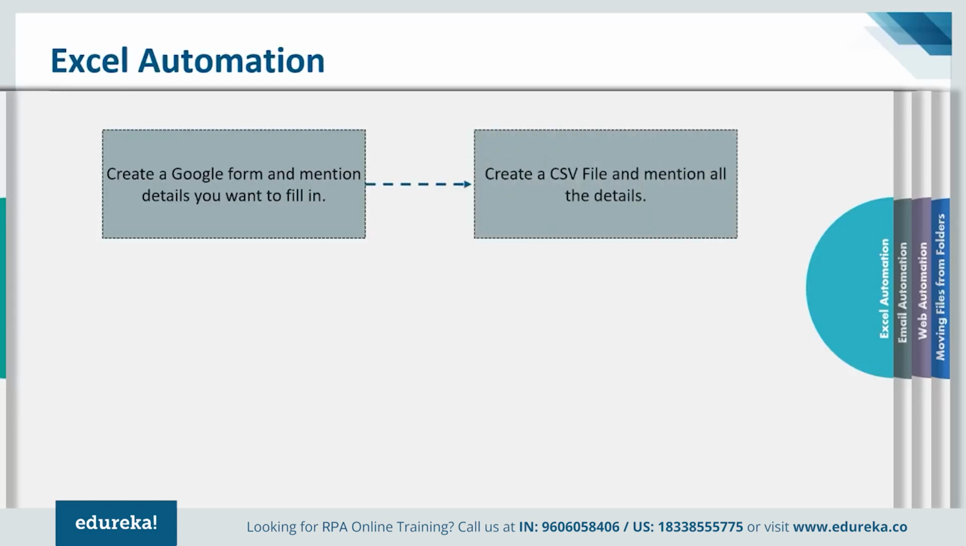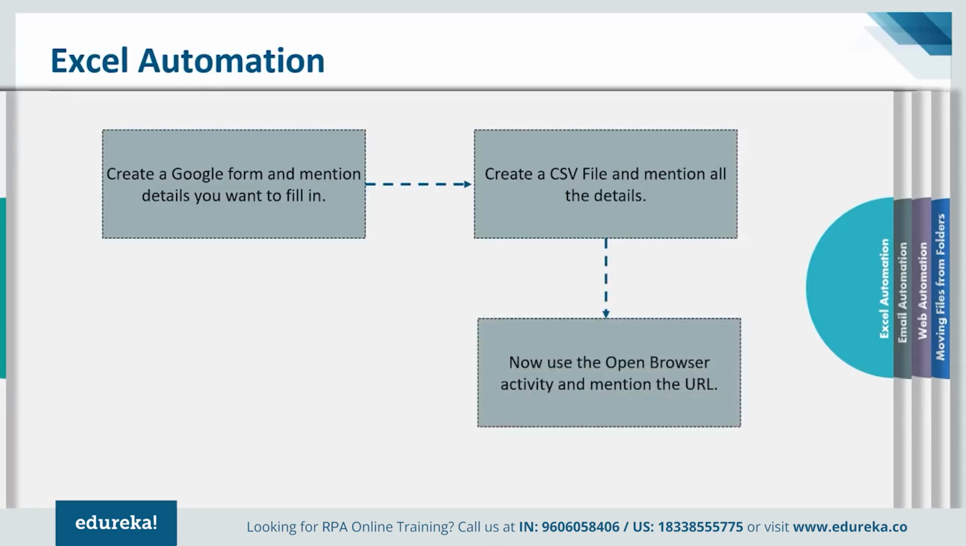So before I start with that, let me just take you through the workflow of this particular automation. So what I'm going to do is I'm going to first create a Google form and mention all the details that I want to fill in. So I've already done that part. My Google form is ready. If you just want to create a Google form, then you just type in Google form in Google and then you'll be redirected to how to create a Google form. After that, what I'm going to do is I'm going to create a CSV file and mention all the details. So that part is also ready, guys. My CSV file is ready.